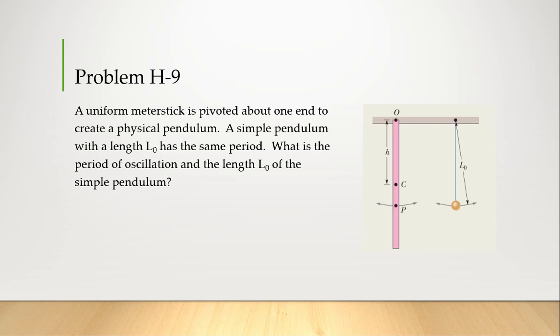So let's take a look at a problem where we have both a physical pendulum and a simple pendulum. And we're going to use a uniform meter stick pivoted about one end to create a physical pendulum. And I want to have a simple pendulum with a length L0 that has the same period. And I want to know what is the period of oscillation and the length of the simple pendulum.